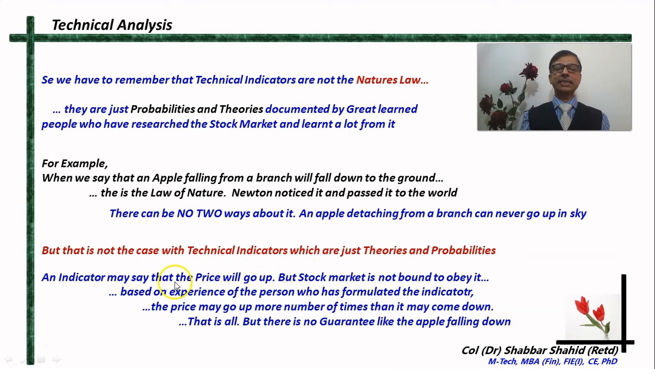When the indicator says that the price is likely to go up, it only means that the probability or the chances of the price going up are more than the price coming down. And similarly, when an indicator says that the price is likely to come down, it only means that the probability of coming down is more than the probability of going up. And therefore, as I have told you earlier, out of those 79 or 80 indicators, all of them will never say the same thing. Some indicators will say the price is likely to go up, some will say the price is likely to go down, some will remain neutral.